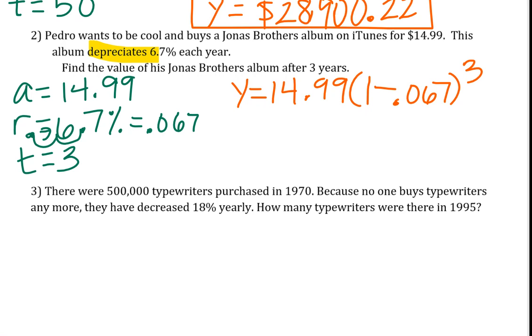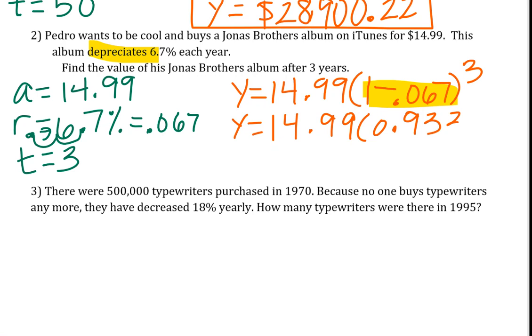Okay, so now what I'm going to do is I'm going to simplify again this part that's inside of the parentheses. So I have y equals $14.99, and then the part inside the parentheses comes out to be 0.933 to the 3rd power. Okay. So then once I plug that into the calculator, I get that after 3 years, the Jonas Brothers album will be worth $12.17.